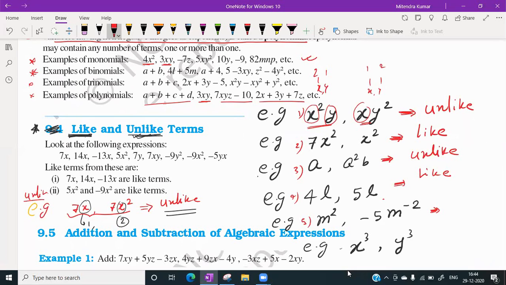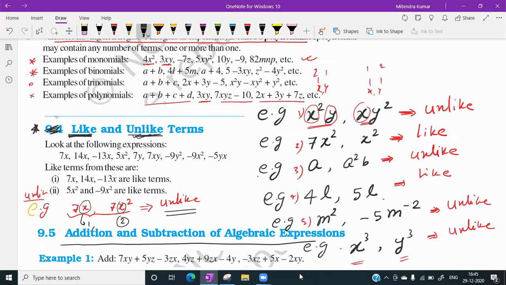How? Sir, because one power is negative and the other one is positive. Yes, here it is -2 power and here 2 is the power, इसलिए unlike term. Okay, next. Unlike, sir, not the same. Okay, good. So note down these examples also, and next heading, addition and subtraction of algebraic expression.